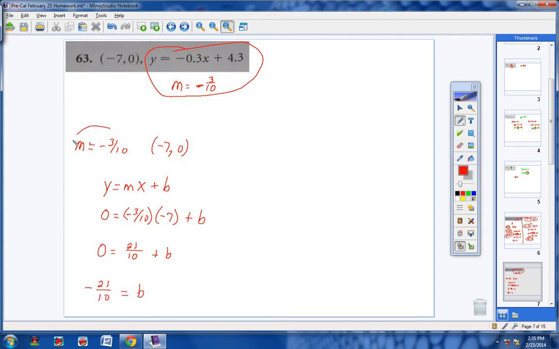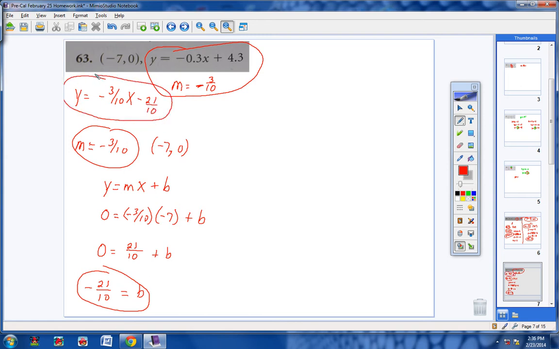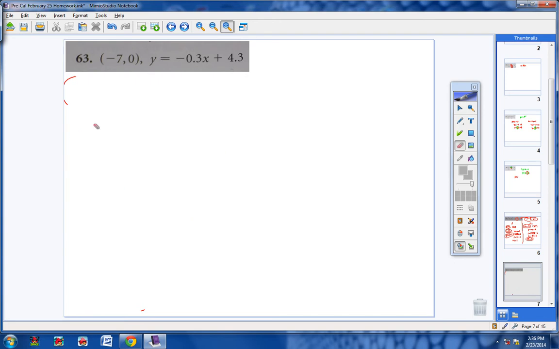So I know what my slope is, I know what my y-intercept is, so I'm ready to write my linear equation. So y equals negative 3/10 x minus 21/10, or if you want to put 2 1/10 instead of 21/10, that would be fine, whatever you choose. Now, I am going to erase this to make some more room. Now let's go ahead and find a line that's perpendicular to this line. All right?